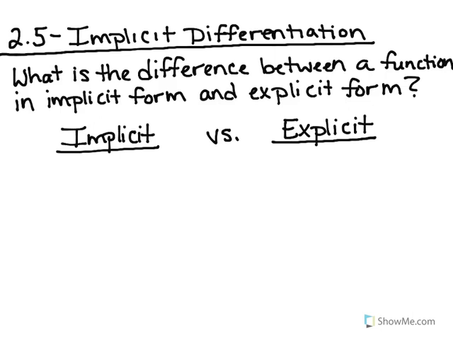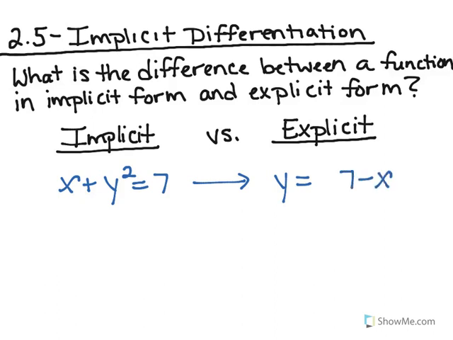So our first example, implicit, would be x plus y squared is equal to 7. That's the implicit form. Now, explicit means I would rewrite it so it says y equals. Well, how would I do that? Looking at the original equation, if I subtract x from both sides, I would have y squared equals 7 minus x. But I don't want y squared, I want just plain y. So to get rid of y squared, I square root both sides. And whenever I write a square root, I need to put a plus or minus in front of it. This is the explicit form of the function x plus y squared equals 7.